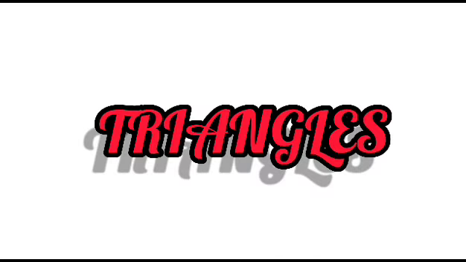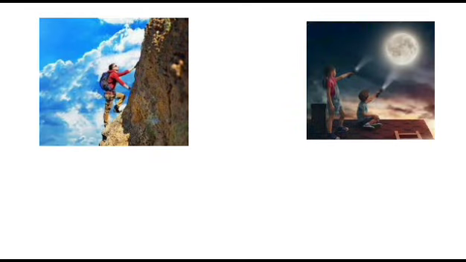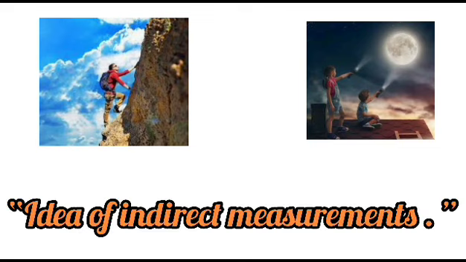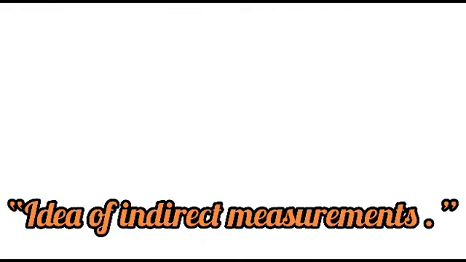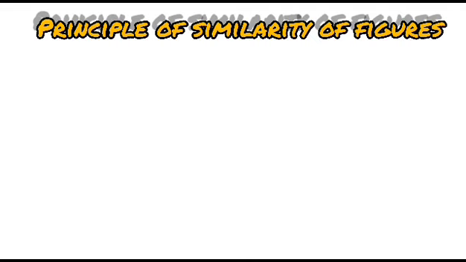Today, I am here with a very interesting session on Chapter 6 of Standard 10, which is Triangles. Let's begin with a simple question. Is it possible to measure the height of mountains and how far the moon is away from us using a measuring tape? My answer would be yes. These kinds of heights and measurements are measured on the basis of the idea of indirect measurement. This idea is based on the principle of similarity of figures.